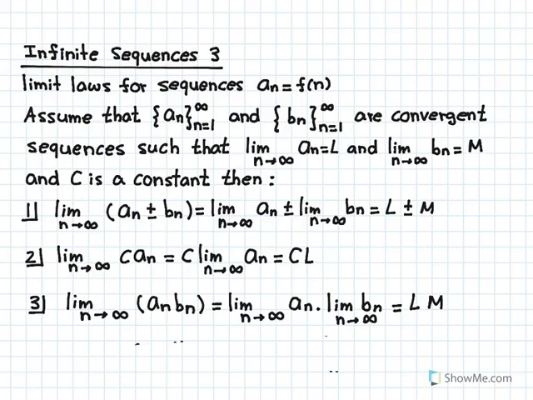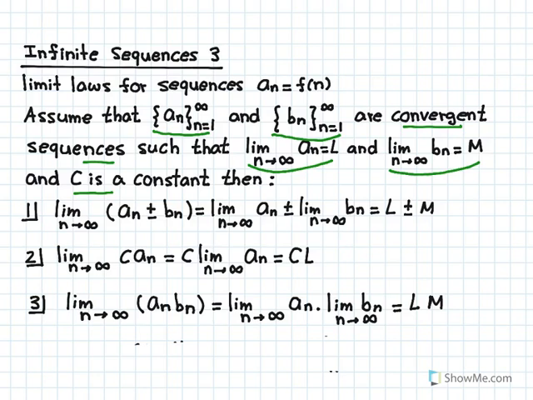In this video, we're going to look at some limit laws for sequences. Assume that a sequence an as n goes from 1 to infinity and a sequence bn as n goes from 1 to infinity are convergent sequences such that the limit as n goes to infinity of an is equal to L, and the limit as n goes to infinity of bn is equal to m, and c is a constant.